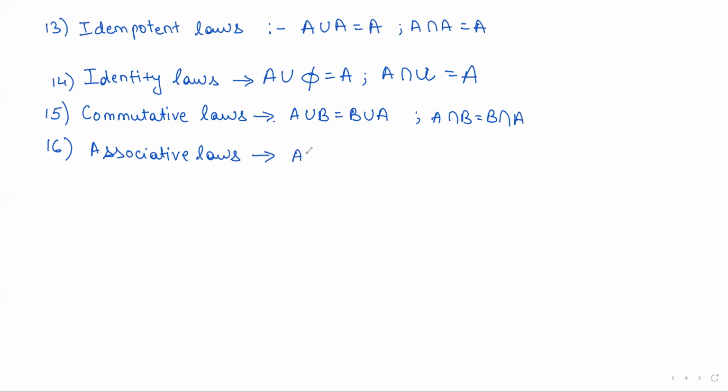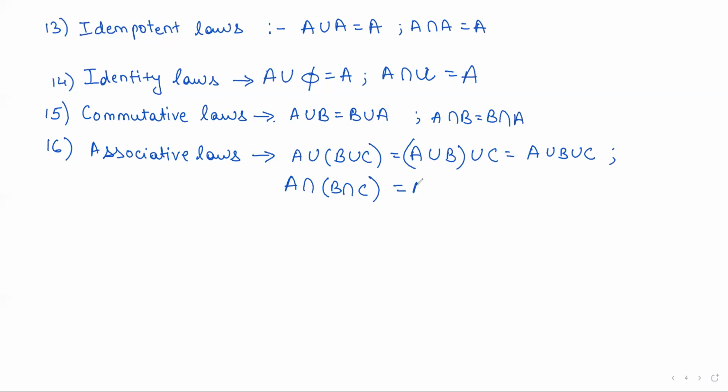Associative law. In union, for the associative law, you will have to consider three sets. We are considering A, B, C. By default the bracket will be solved first, but irrespective of which bracket you use, or even if we do not mention a bracket at all, the whole thing will be the same. In intersection, it's the same: A intersection, B intersection, C. Both union and intersection are associative in nature.